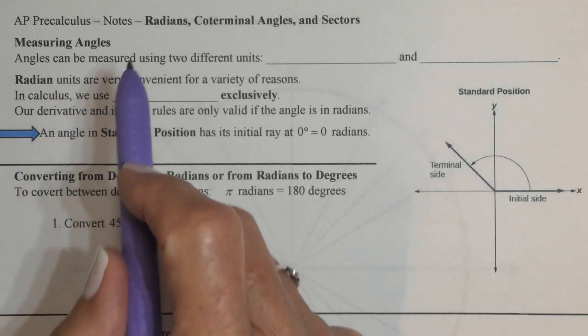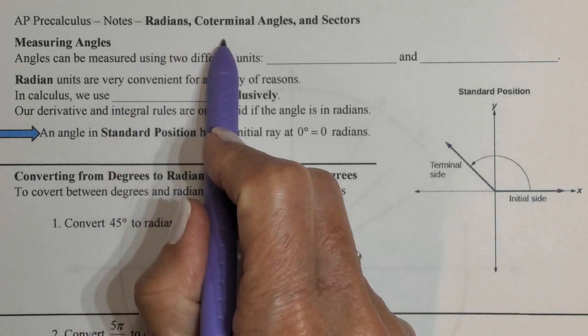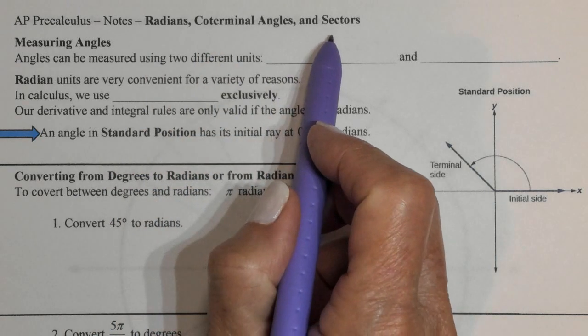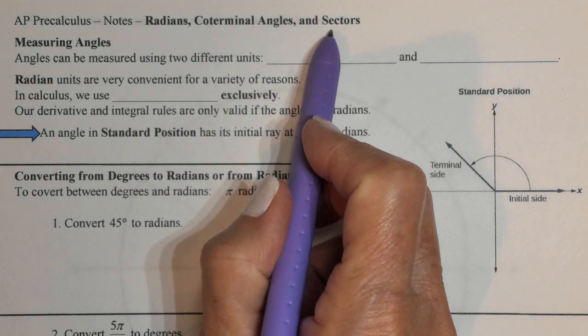Today we are talking about radians, coterminal angles, and a brief little discussion on sectors.